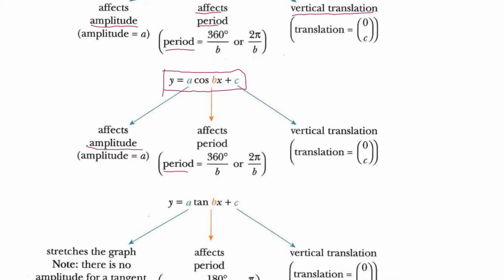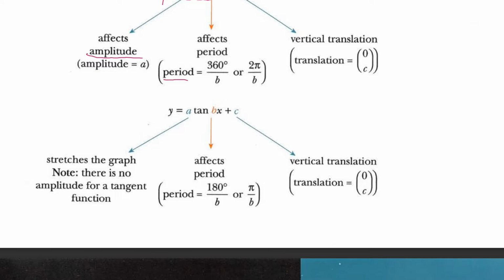The only difference is in the tan curve, y equals a tan(bx) plus c. This is the tan graph. We need to know there is no amplitude for a tangent function; the a stretches the graph. It is showing the stretch, not the value of an amplitude. And b again affects the period, which is 180 divided by b, whereas for sine and cos graphs it is 360 divided by b. This is the main difference: tan has no amplitude, but sine and cos do. The vertical translation part is the same, plus c is given there.